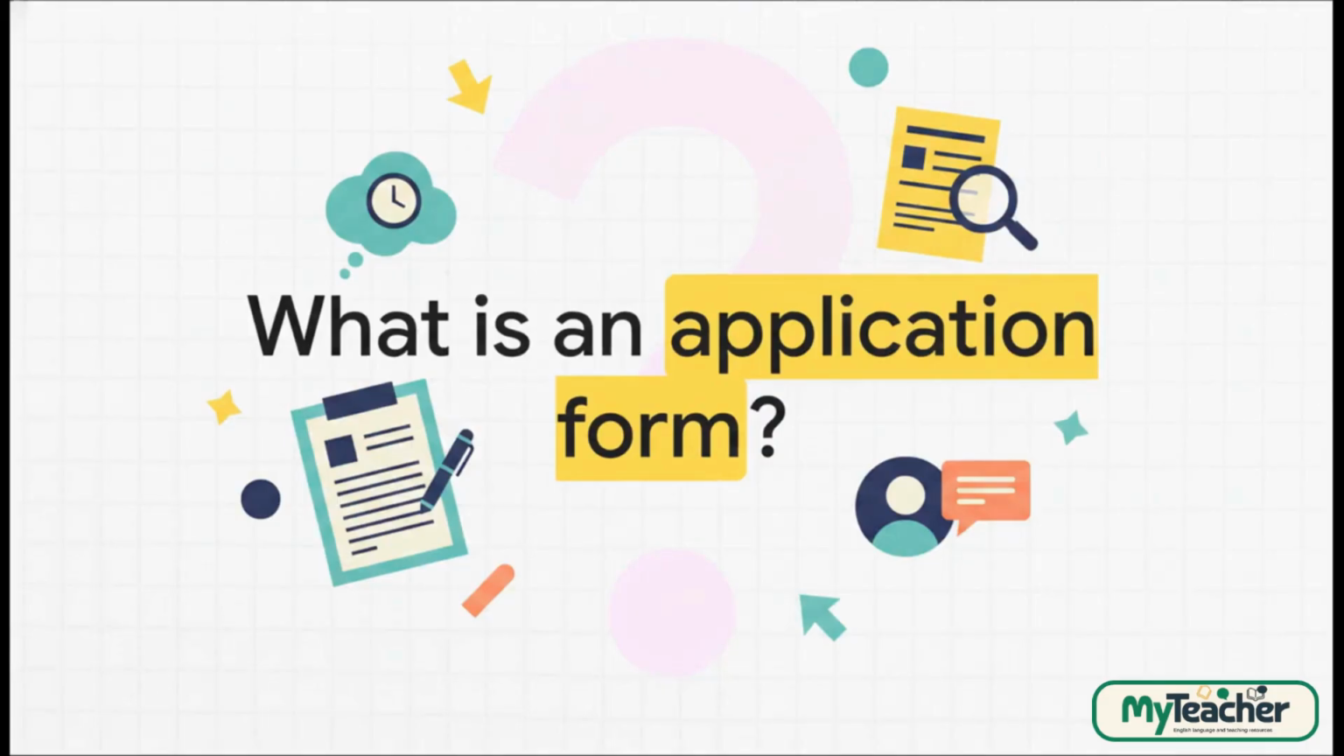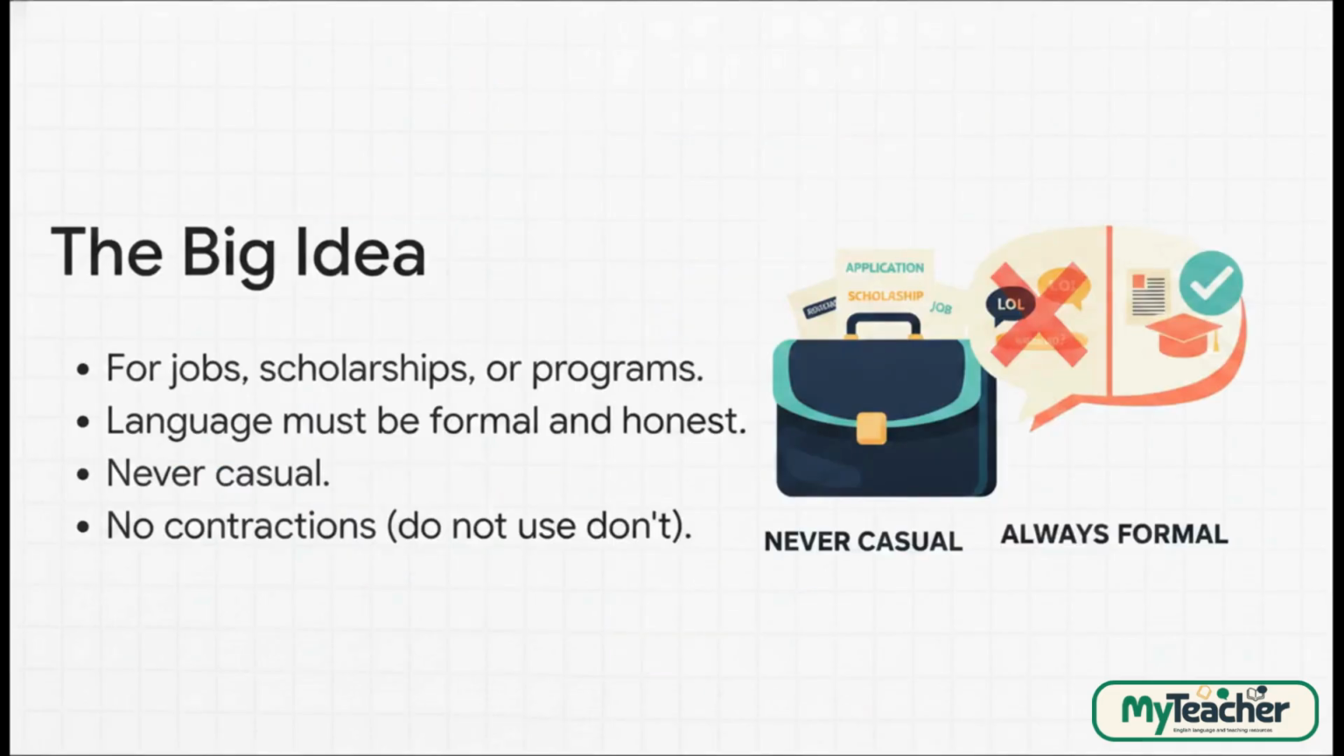First things first, what exactly is an application form? And why do we even need one? Take a quick second to think about that. Well, we use an application form when we want to try for something exciting, like a new job, a university scholarship, or a special program. Now, to be successful, the words you write must be professional. You need to be formal, clear, and totally honest. We never, ever use casual language here.